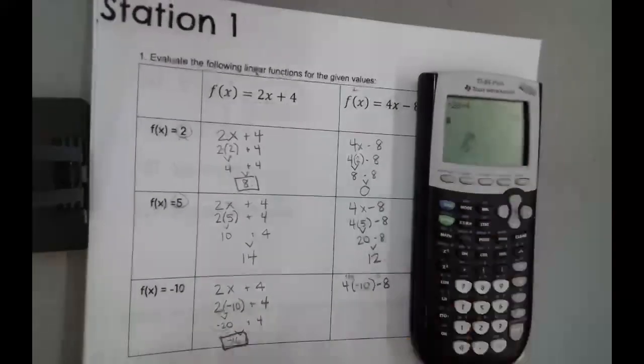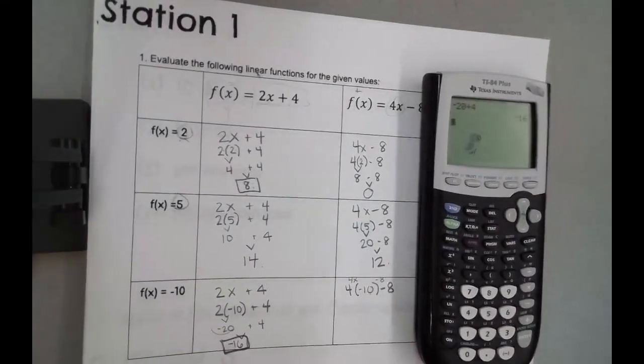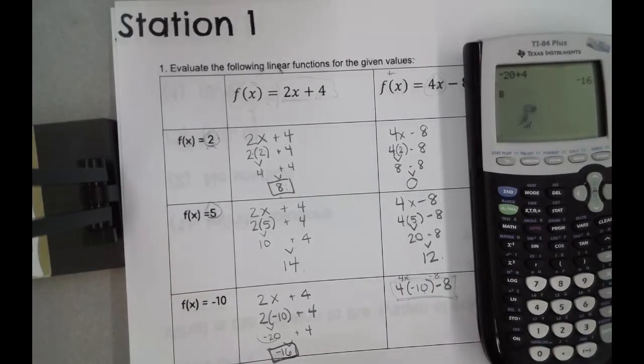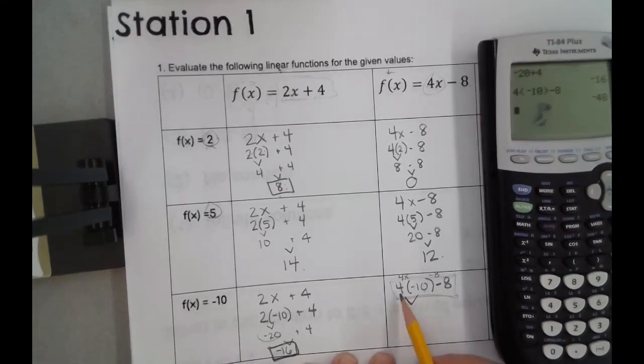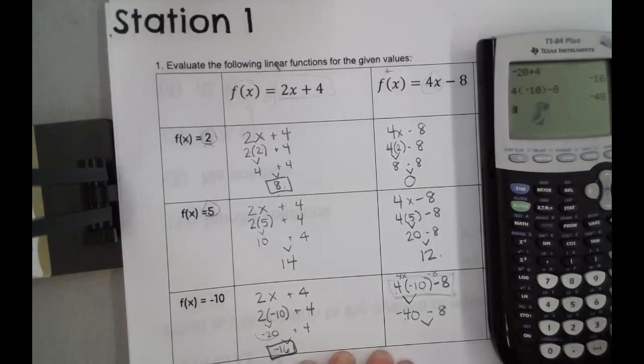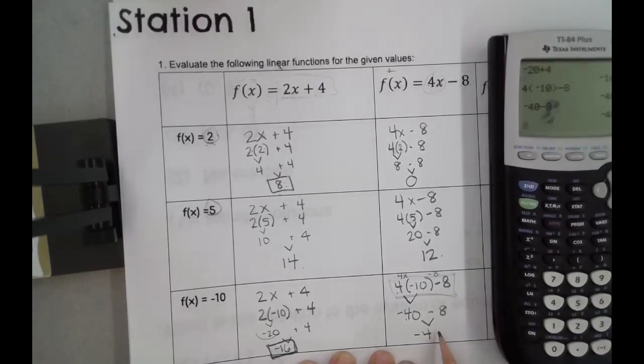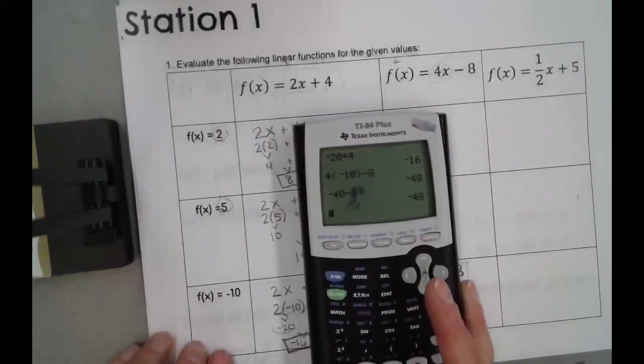You know what you can do? You have to be really, really careful, but as long as you're able to put this right here into your calculator exactly the way it looks. So 4 parentheses, negative 10, close parentheses, minus 8, enter. The calculator did the work for me. Look, calculator says it should be negative 48. Let's just check. 4 times negative 10 is negative 40 minus 8. If you don't know, use your calculator. Negative 40 minus 8, negative 48. Beautiful. That's the beauty of the calculator. It does so much of the work for us.